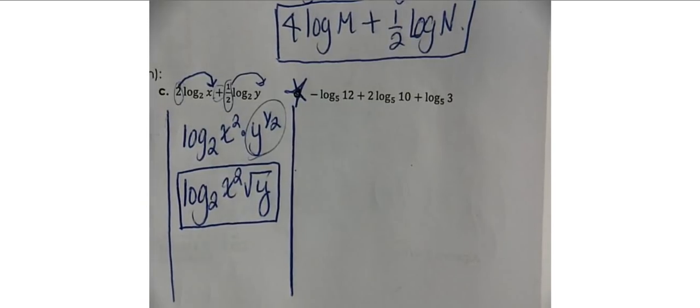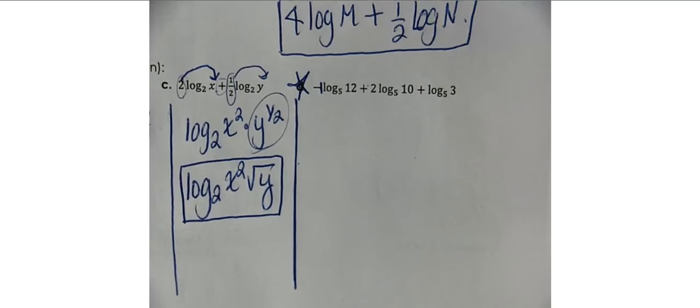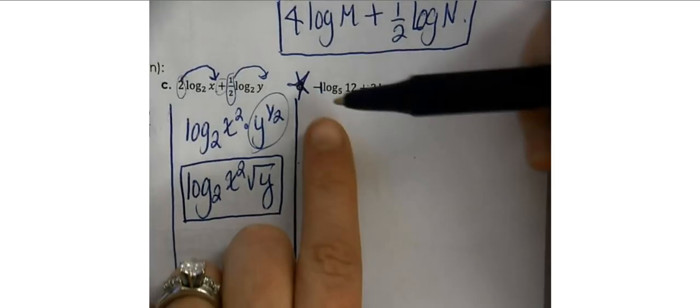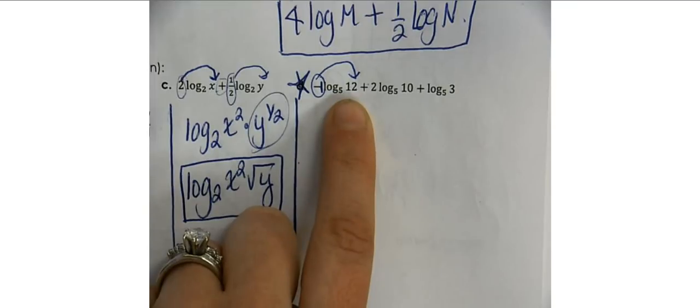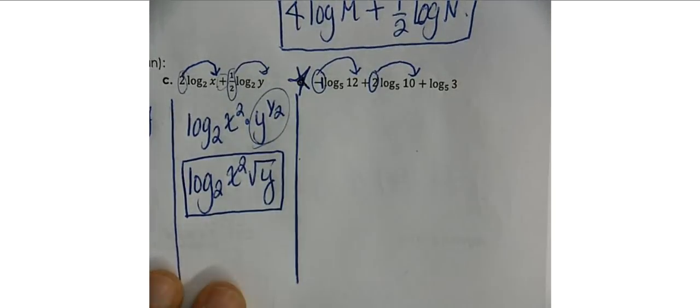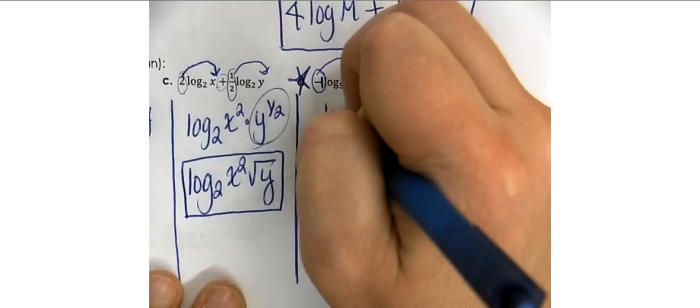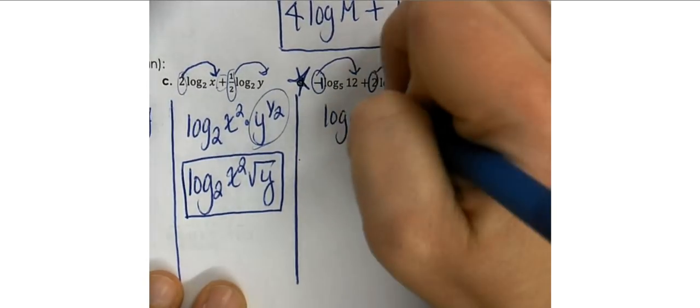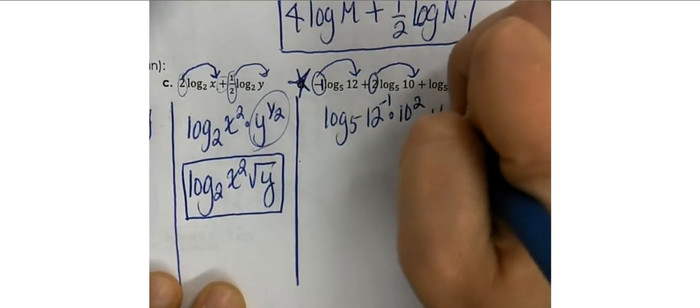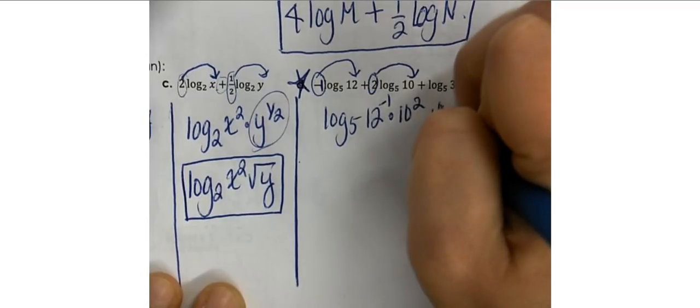All right, so looking at our very first one, there's a negative on the outside, which indicates that we have a -1. So that -1 is actually our exponent. So I'm going to raise 12 to the -1st power, and then I have a 2 on the outside of a log base 5 of 10, and that's going to be the exponent of 10. So I'm just going to combine the first two terms together. So this is going to be a log base 5 of 12 to the -1st power times 10 to the 2nd power, plus we have log base 5 of 3.